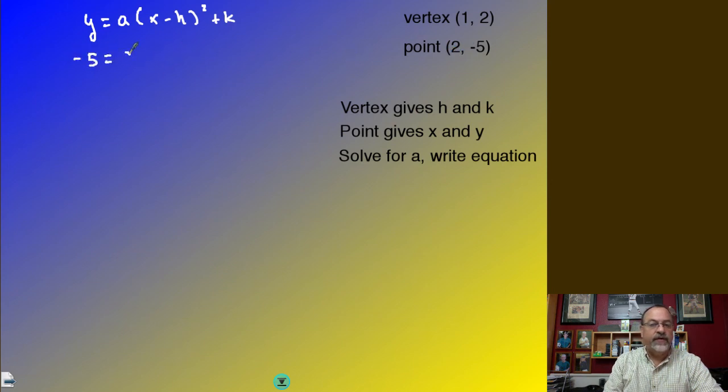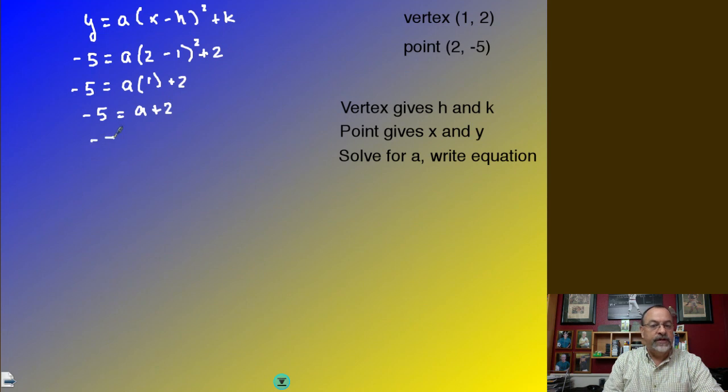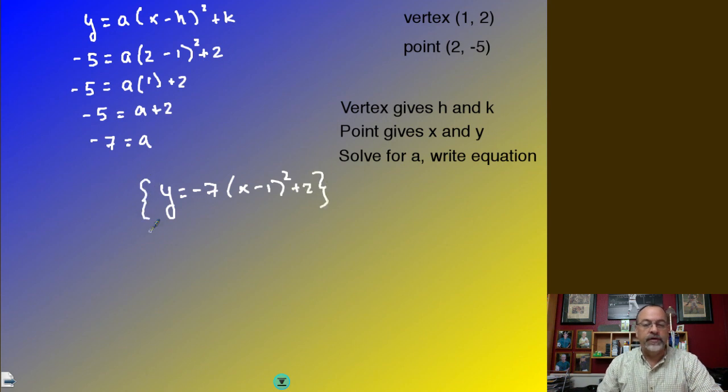So my y value is negative 5, a, my x value is 2, my h, or my x value of the vertex, is 1, and my k is 2. And now we solve for a. So again, 2 minus 1 is 1, and 1 squared is 1, plus 2. So negative 5 is equal to a plus 2. So negative 7 is equal to a. So here my equation would be y equals my a value, negative 7, and then x minus 1 squared plus 2. So this would be the vertex form of the expression.